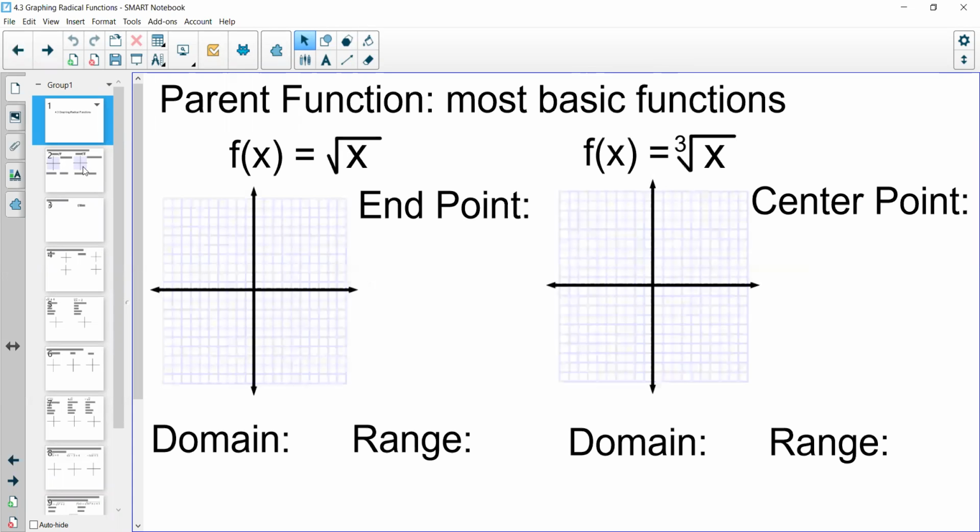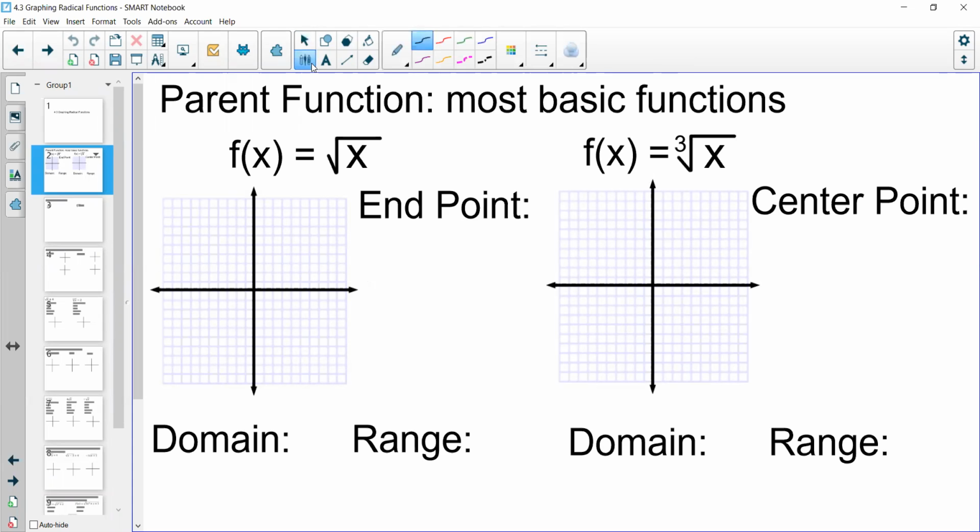So let's start by talking about what a radical function looks like. There are lots of different types of radical functions, but in this case, we're going to be talking about the most basic parent functions when it comes to radicals, and we're going to be looking at square root functions and cube root functions. As we look at these two different types of functions, we're going to see that they have different characteristics.